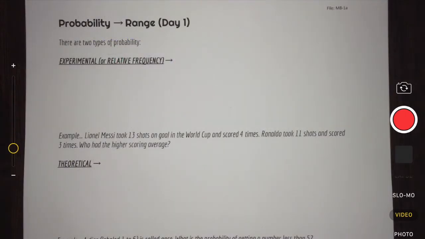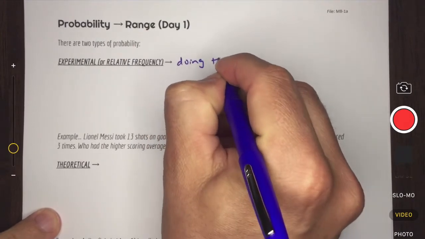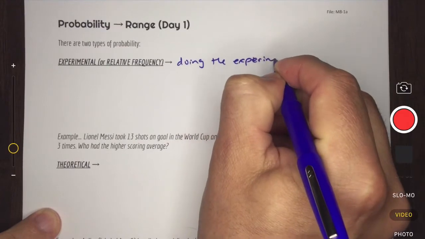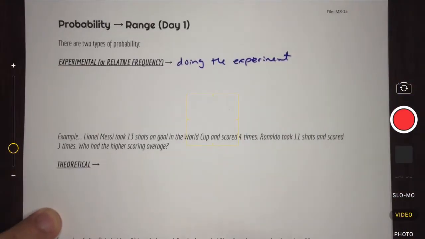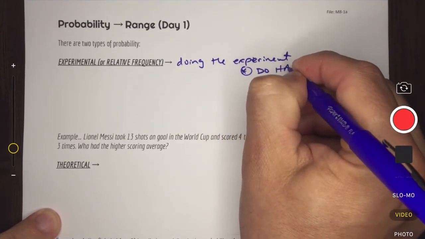When determining probability, we have 2 main types or 2 main categories of probability. We have experimental probability and we have theoretical probability. So with experimental probability, what we have are things where we are actually doing the experiment. And these are things that we can actually calculate. So these are things that do happen.